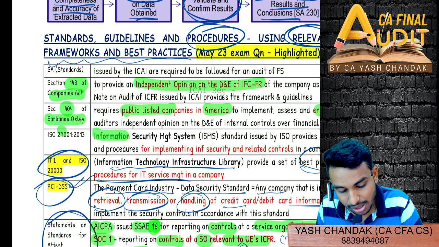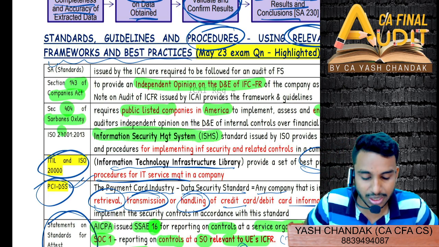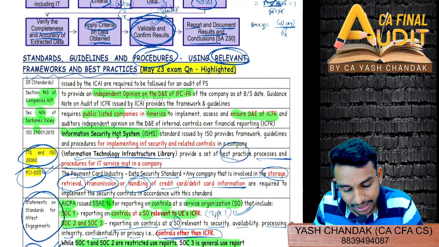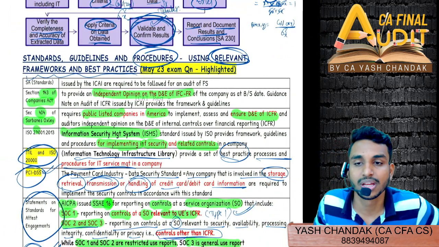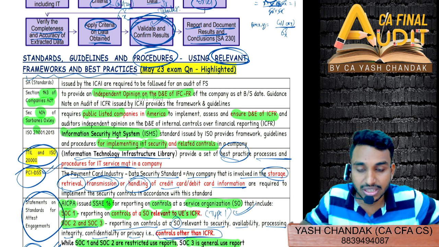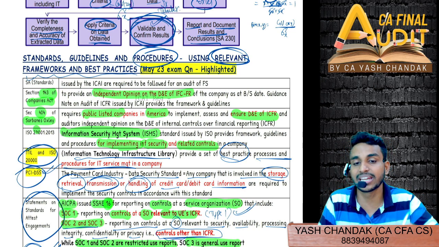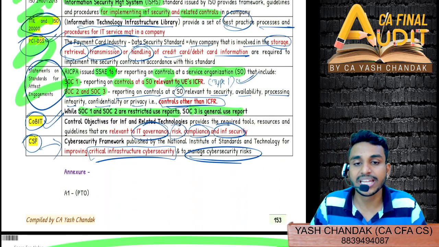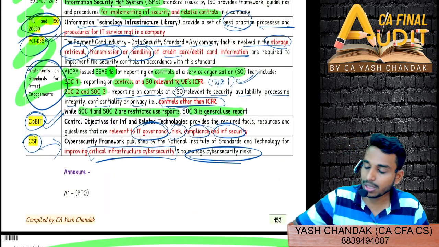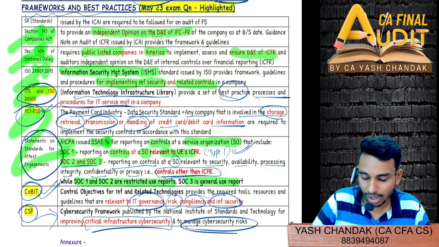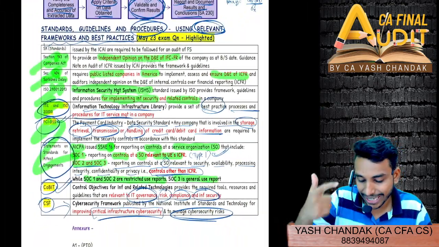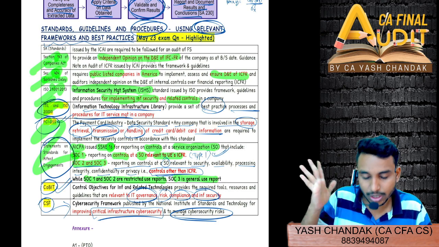And one more was ISMS. ISMS is what? Information Security Management System, for implementing information security and related controls. I can't help you much with these topics. You have to go through and revise all these one-liner points again and again. Then only you will get a grip on these points. They also asked this in May 23 for 4 marks directly: short note on ITIL, ISO, PCI DSS, COBIT, CSF.